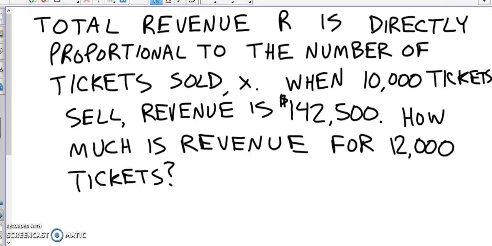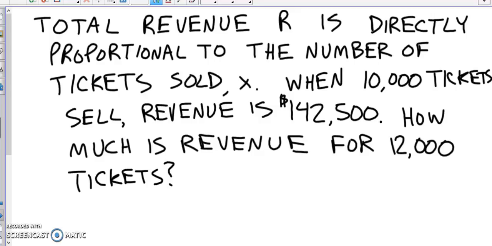Total revenue R is directly proportional to the number of tickets sold, X. When 10,000 tickets sell, revenue is $142,500. How much is revenue for 12,000 tickets? Remember, if you have to pause this to write, that's perfectly fine.